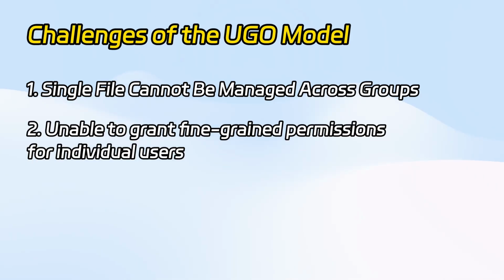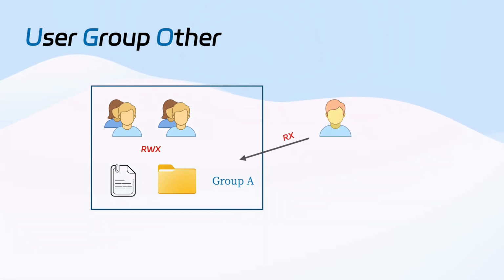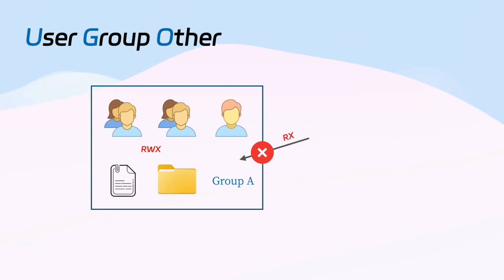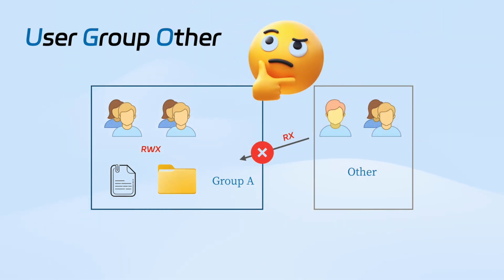Second, the UGO model cannot grant granular permissions to individual users, because in a user group, all members usually have the same permission. In this situation, if you need to give an external person read-only but not write permissions, the UGO model cannot assign this specific permission to such a special user. Usually, the only option is to add the user to the user group, giving them the same permissions as other members in the group, or to achieve it by setting permissions for other users. But this, in turn, leads to an excessive expansion of the permission scope.